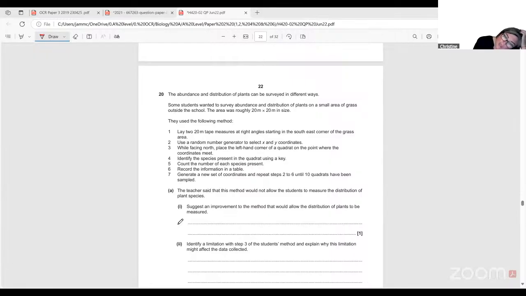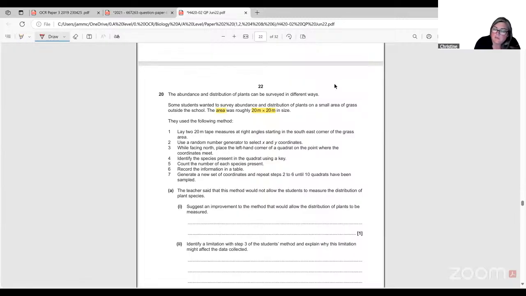Right, so you have got a 20 by 20 area that you are going to measure. So we've got 20 meters by 20 meters. I'm going to do this: I've got 20 meters by 20 meters as my grid. Some students want to survey the abundance and distribution of the plants in the small area of grass outside the school. What did they do?